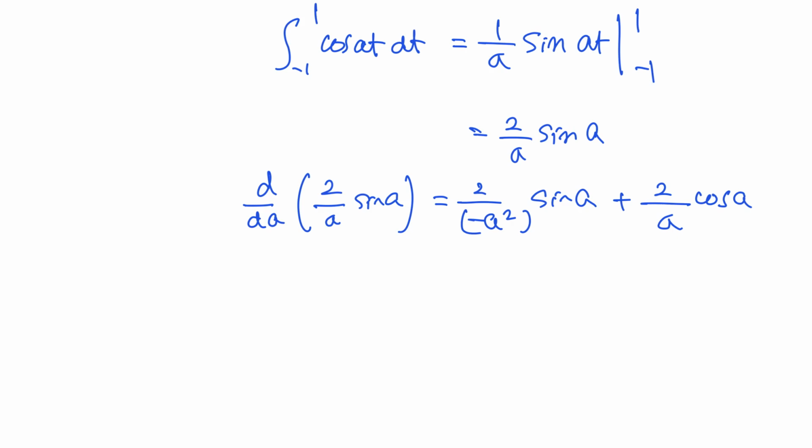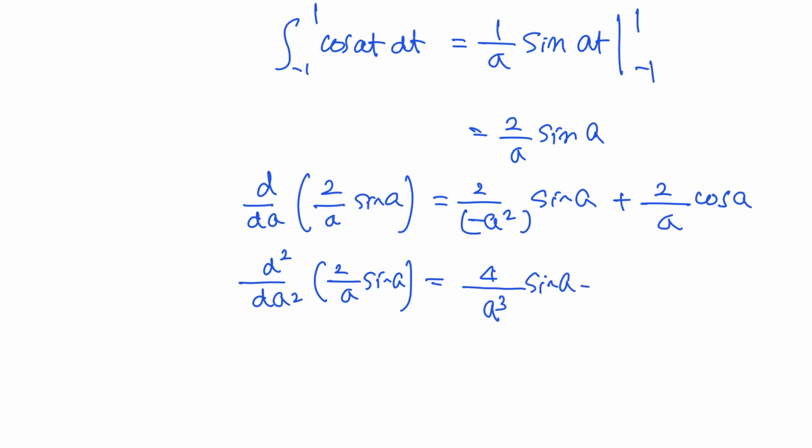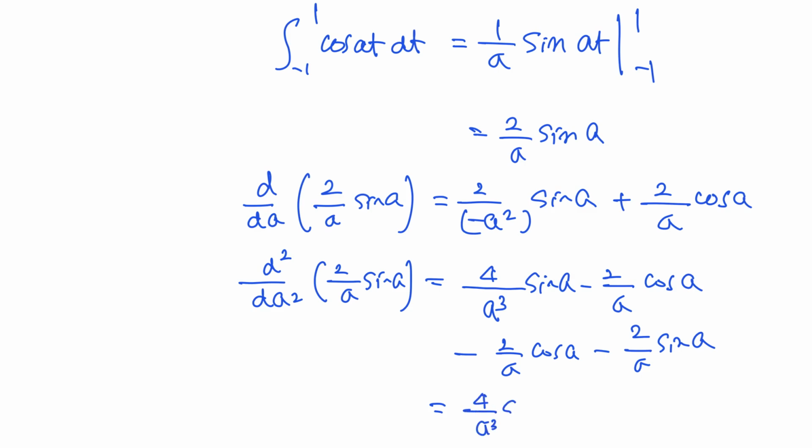If you differentiate twice, you first get 4 over A cube sine A, minus 2 over A cosine A, minus 2 over A cosine A, minus 2 over A sine A. So we can combine them together as 4 over A cube sine A minus 4 over A cosine A. And you can differentiate once more, right?